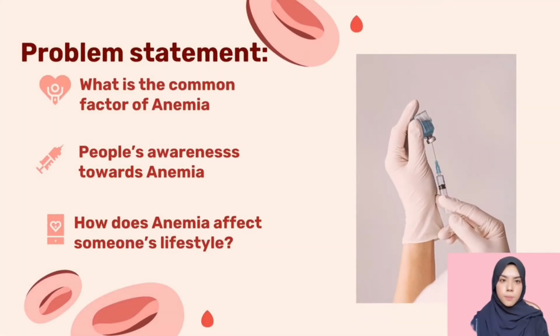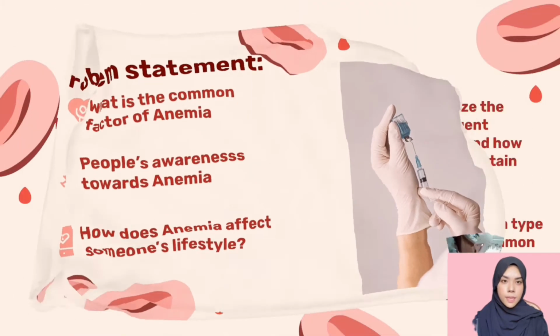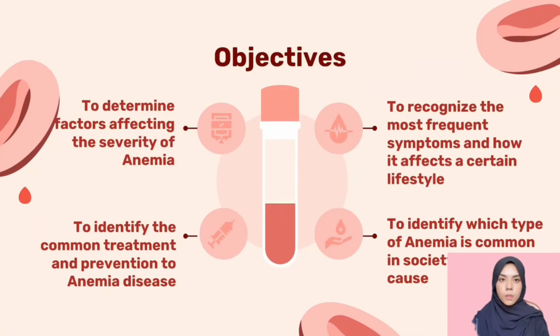Move on to our problem statements. First one is what is the common factor of anemia? Second, people's awareness towards anemia. And how does anemia affect someone's lifestyle? Our objectives are to determine factors affecting the severity of anemia, to identify the common treatment and prevention of anemia disease, to recognize the most frequent symptoms and how they affect a certain lifestyle, and to identify which type of anemia is common in society and what its cause is.